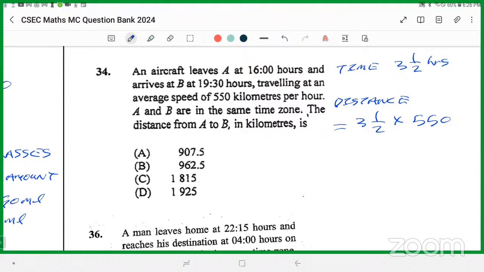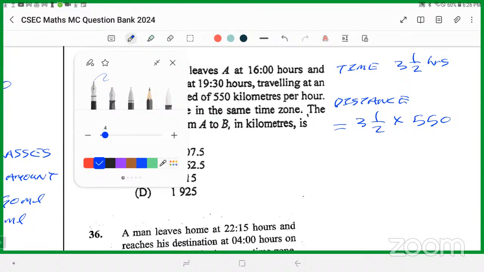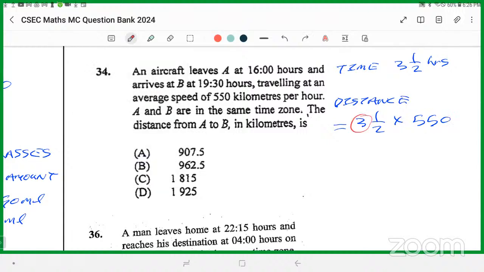Which answer does that look like? Let's work it out step by step. Let's work it out in red. Okay, as a calculator and the examiner. So we're going to do 3 first times the 550. Step by step. 3 times the 500, that's 1500. Then 3 times the 50, that's 150. That's done by the 3 first.